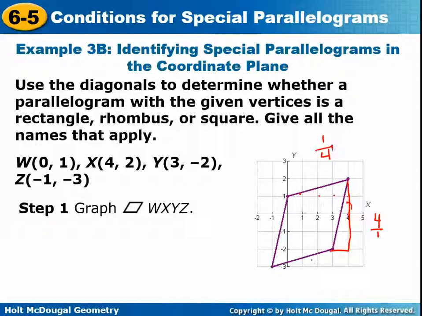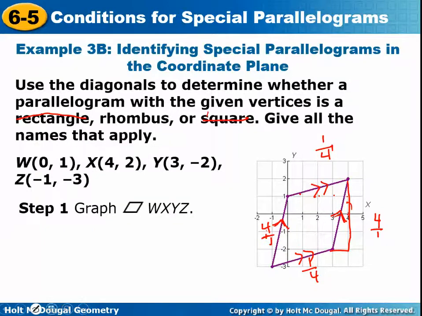One-fourth, and this one has a slope of 1/4. Now you might say, wait a minute, those are opposite, but they're not negative. They're all positive slopes, so it's not perpendicular. Some have a slope of 1/4, some have a slope of 4. So opposite sides are parallel, but not perpendicular. So this is not a rectangle, and it's not a square. Now we have to see if it can still be a rhombus or not.